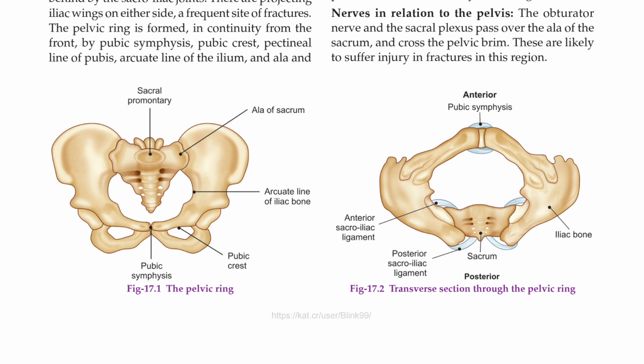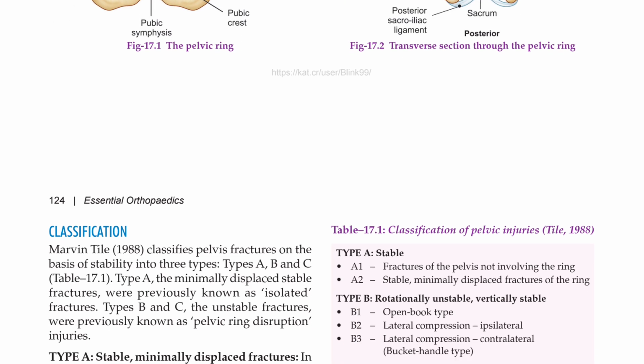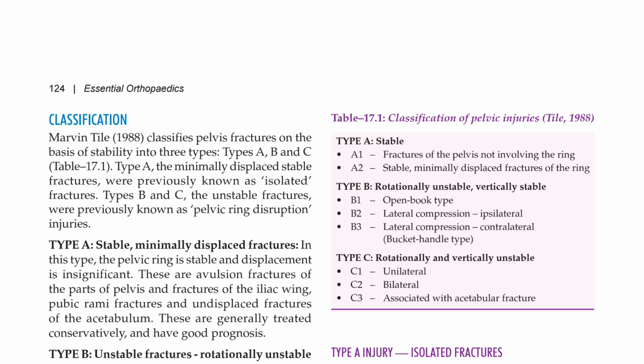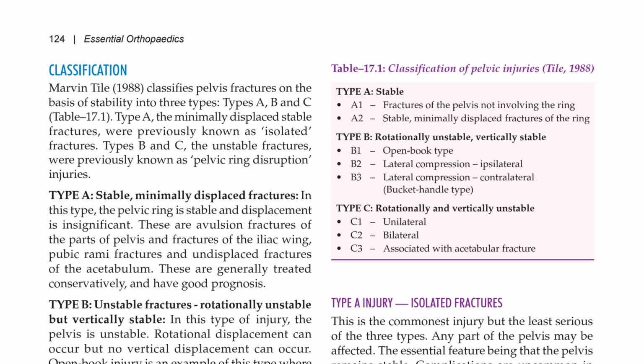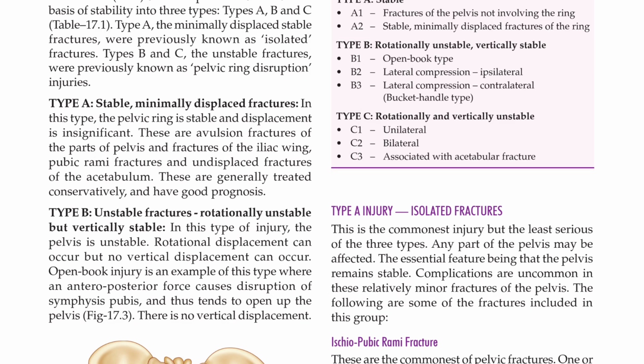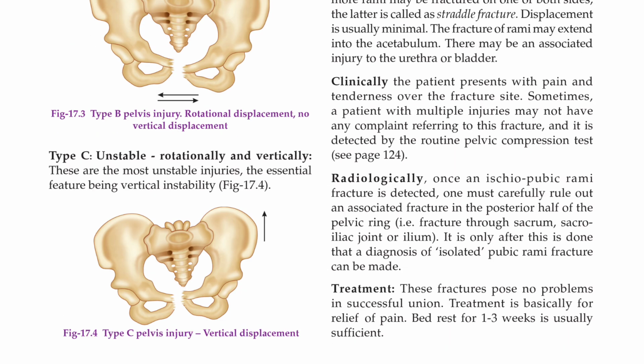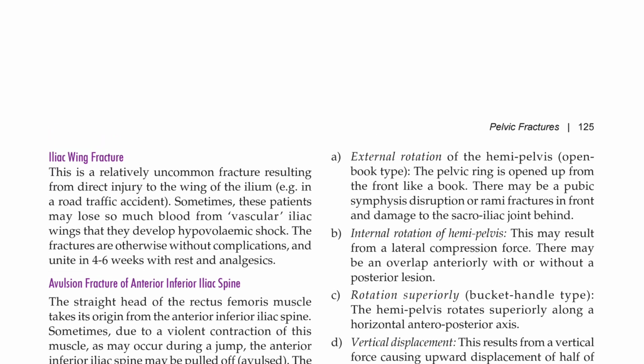Anteriorly pubic symphysis, posteriorly anterosacroiliac ligament, posterosacroiliac ligament, sacrum, iliac bone. So transverse section through pelvic ring. Classification. So pelvis के लिए टाइप A स्टेबल, उसमें भी A1 A2, टाइप B रोटेशनल अनस्टेबल, वर्टिकली स्टेबल. So B1 open book type, टाइप C रोटेशनली एंड वर्टिकली अनस्टेबल, C1 unilateral, C2 bilateral.